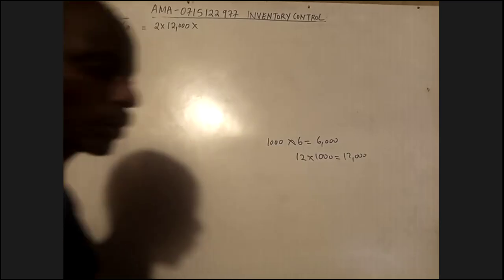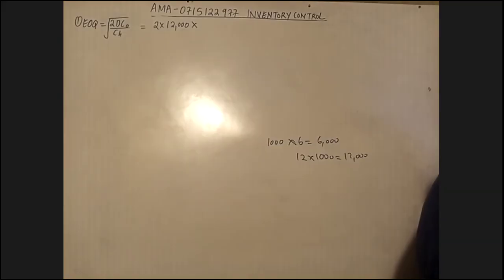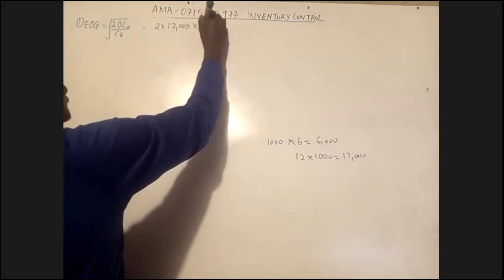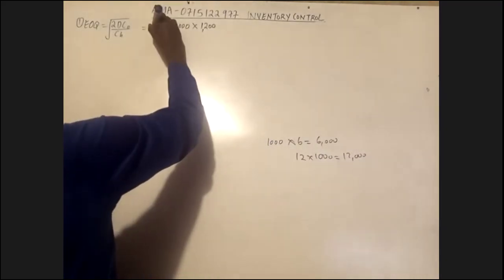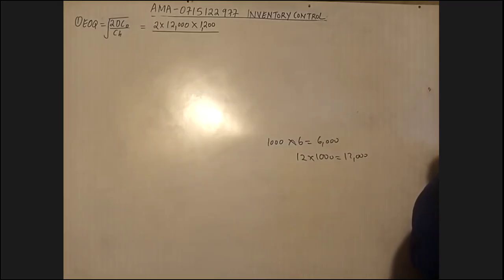Now, 2DCO: what's our ordering cost from the question? Our ordering cost is 1200. Information number 4: each purchase order incurs a fixed acquisition cost of 1200. So our ordering cost is 1200 over our CH from the question, information number 5.